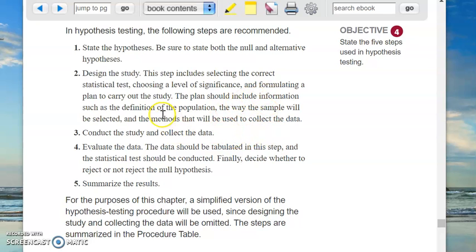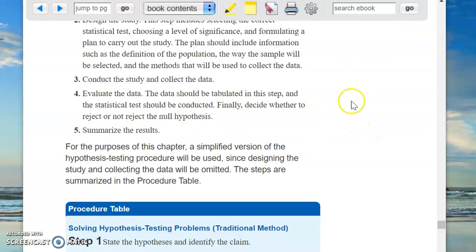So this part here, formulating a plan to carry out the study, there's whole books written about that. There's guys that get their PhD doing that, okay? So we're not going to learn how to do that in this class, but you need to be aware that that's an important step, okay? All right, so this plan should include all of this information. So then you conduct the study, you collect the data, you evaluate this data. So I think this is pretty darn clear. He wrote it very clearly.